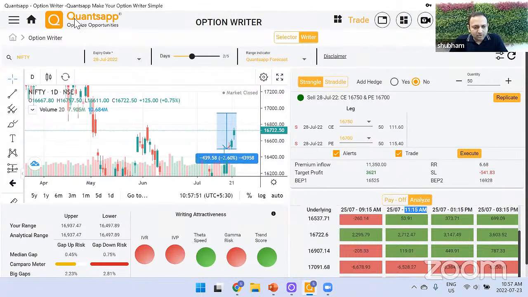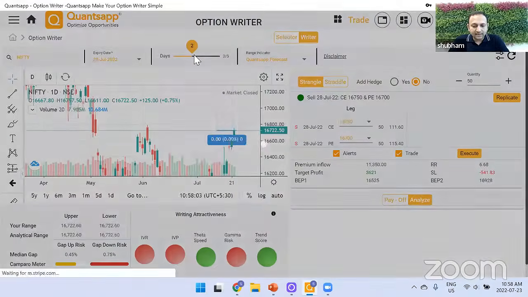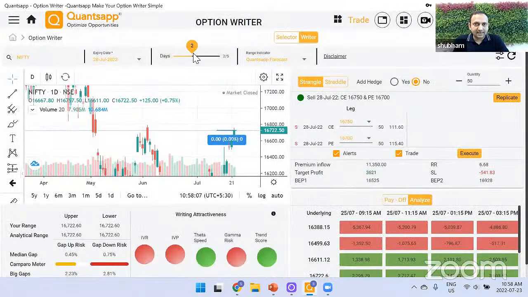Now, lastly, let me show you one last thing: after you take the strategy, the most important thing is how we go and manage the strategy. So let's say I'm selling it for 2 days, which is basically till Monday end of the day, and I'm doing intraday option writing. In this case, we can see we are writing for 3,600 rupees profit and 540 is the risk that I'm taking.